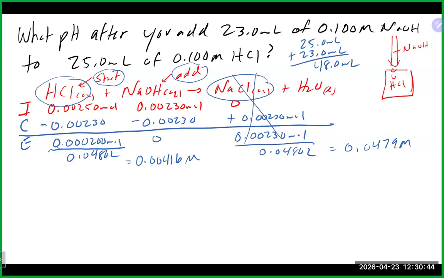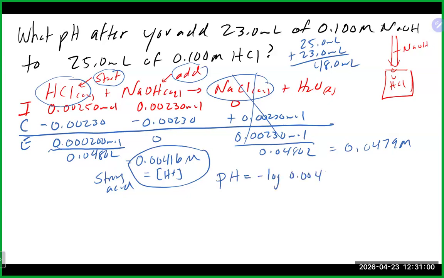So what we really have left over is our strong acid. And because of that, this will be our H plus concentration. That means we can now go into our pH, minus the log of 0.00416, and minus the log there. 2.38 pH. That's good. Any questions on that there?